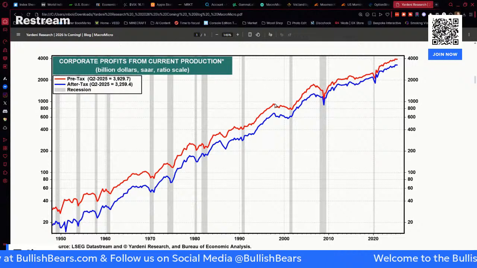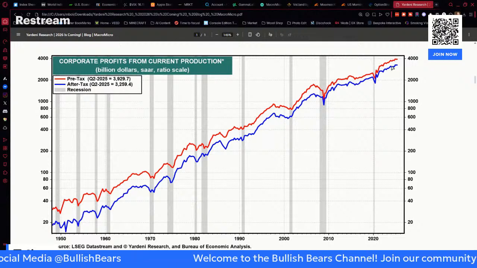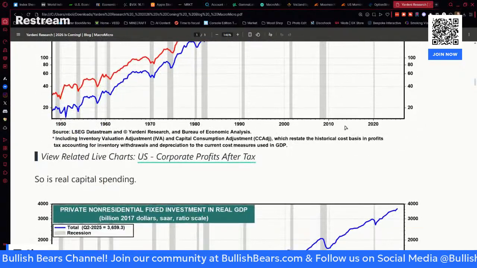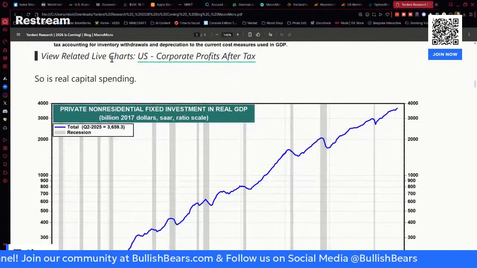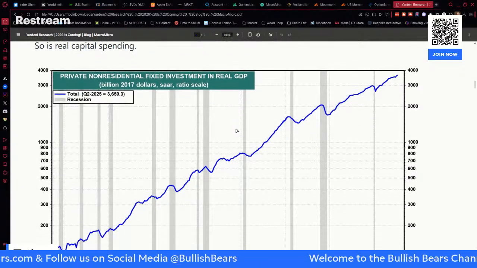Corporate profits from current production before taxes and after taxes. Corporate profits after taxes.